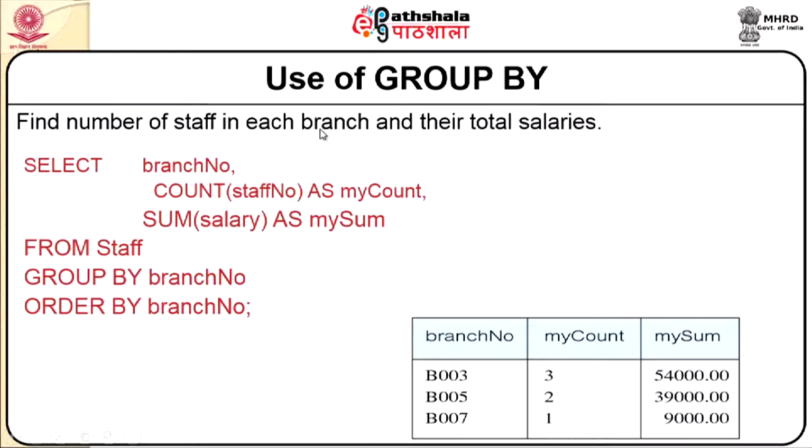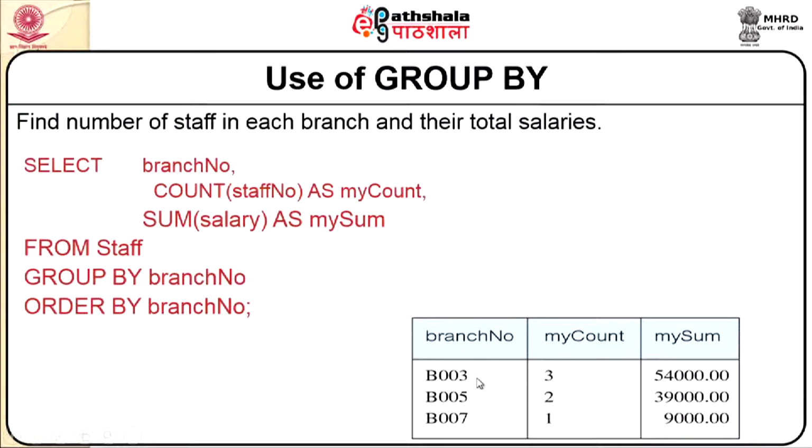As related in the query, which says finding the number of staff in each branch, I have listed branch wise. Branch number is the initial value. The second projection is on myCount, so myCount is also given. The third one is on mySum. So the branch number has been indicated, but in the second value it has to list the total number of staff and count the number of staff.